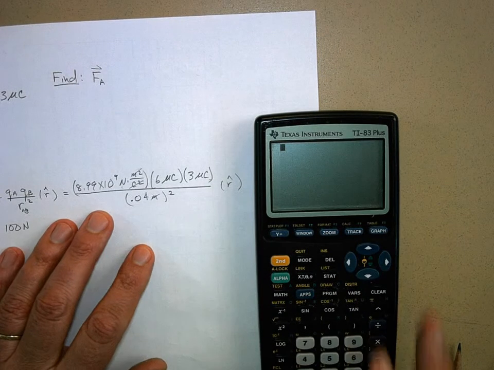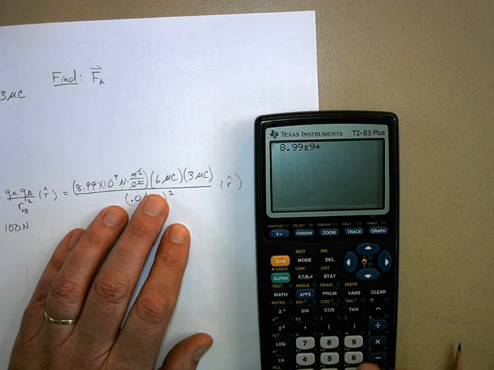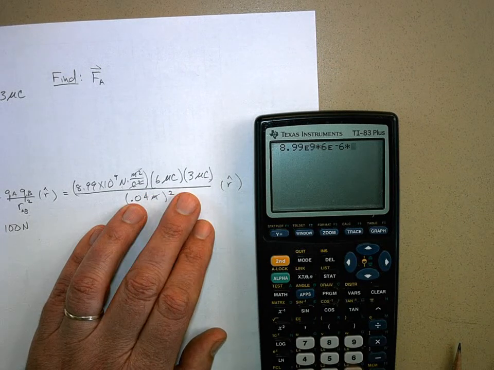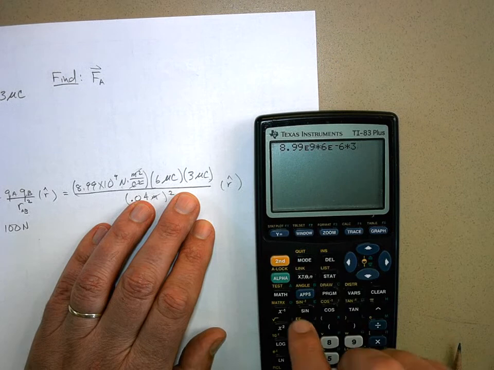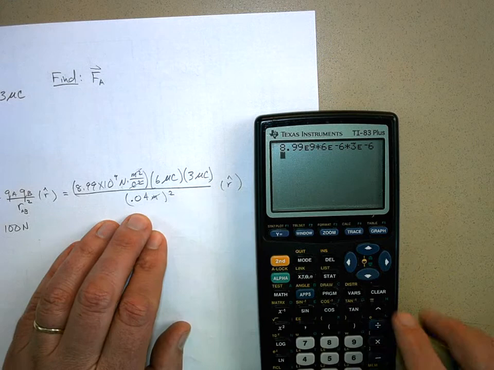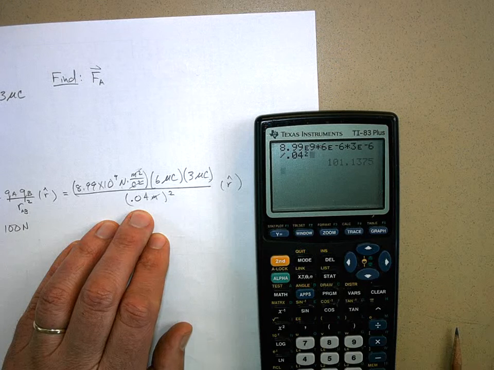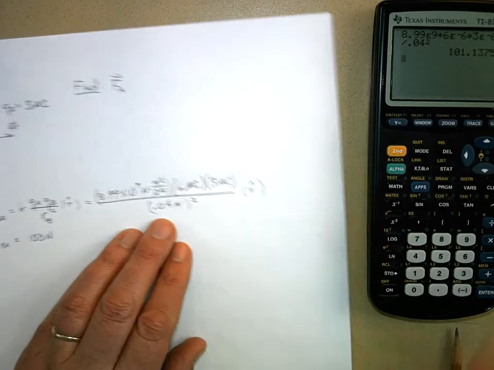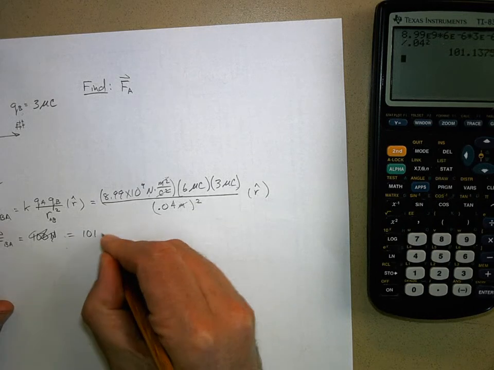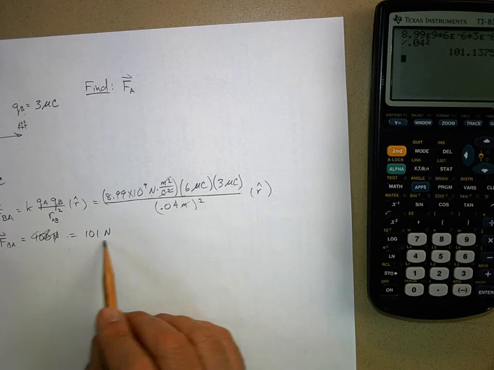So we have 8.99 times 10 to the 9 times 6 times 10 to the negative 6 times 3 times 10 to the negative 6, right? Negative 6, that's what the micro means. And I've got to divide all that by 0.04 squared, and I get 101. Okay, it wasn't quite 100. Rather than round it off that much, I'll just say 101 newtons. I think they're rounding it off to 2 significant figures, but I'll keep 3.